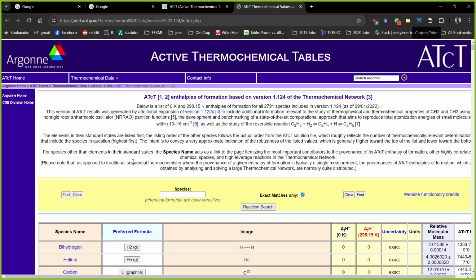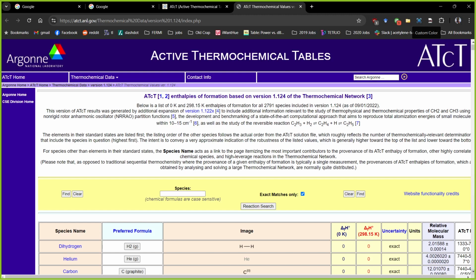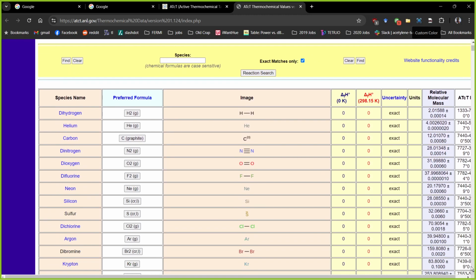Let's go down the list here at the top. As you'll see if you go on this website, they get more complicated as we go down. Let's look through the most common atoms: H2, He, carbon, N2, O2, F2, Ne, silicon, sulfur, chlorine gas, argon gas, bromine liquid, krypton gas. These are the most common forms of these atoms at room temperature and room pressure. Remember, hydrogen is H2.